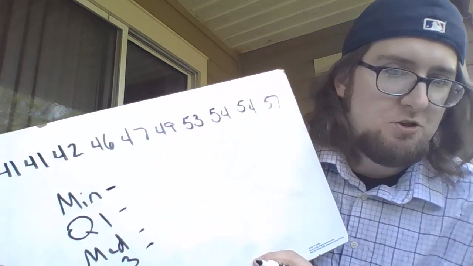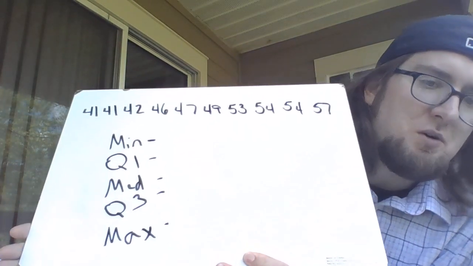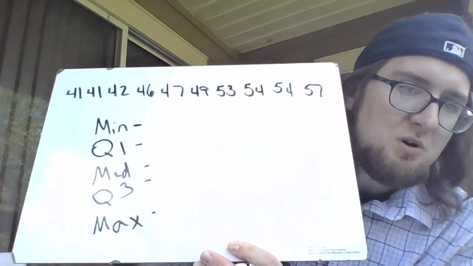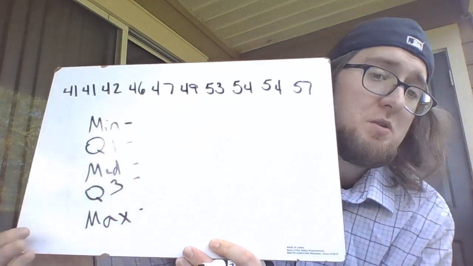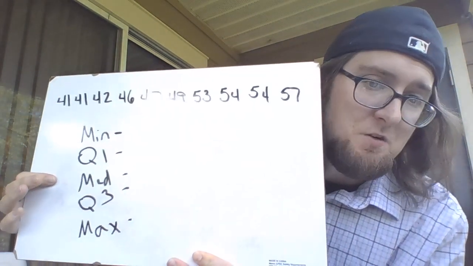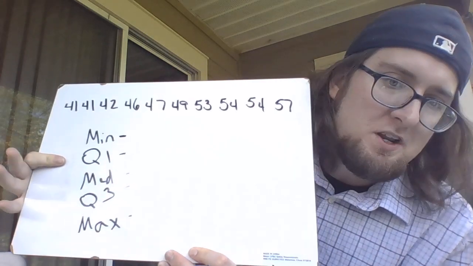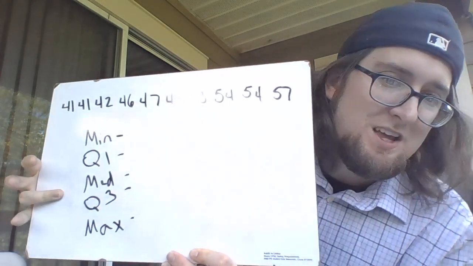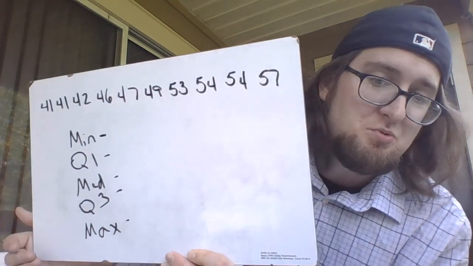So I'm going to talk about a few things here. Looking at these, you know what a minimum is. It's the smallest value. You know what a maximum is. It's your highest value. You know what a median is. It's your middle value. But what in the world is Q1 and Q3, quartile 1, quartile 3, and where's quartile 2? Shouldn't that come in between?